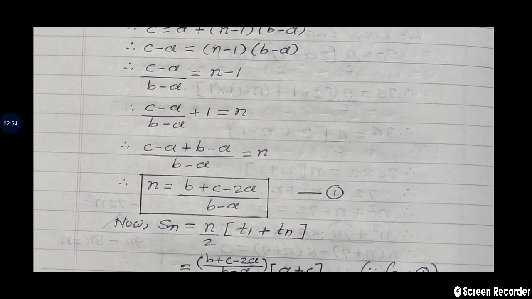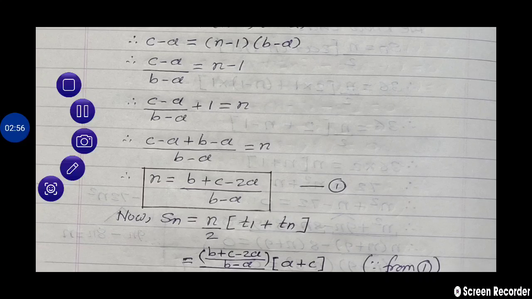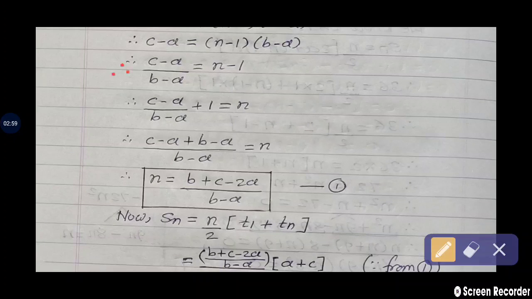Next. Therefore, C minus A, what is on the right hand side? (n minus 1) multiplied by (B minus A). So this bracket is multiplied. Which bracket? B minus A, shifting to the left hand side, then divide. So C minus A divided by B minus A is equal to n minus 1. Minus 1 also shifts to the left hand side, so change the sign, so plus 1. So we are getting the step: C minus A upon B minus A plus 1 is equal to n.